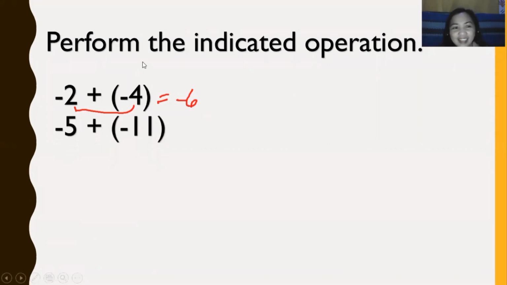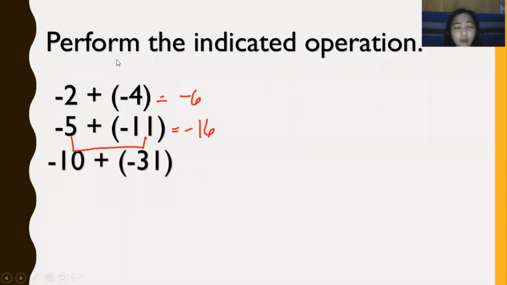And then we have here again like sign, negative 5 plus negative 11. So we have here 11 plus 5 is 16. And their common sign, parehas silang negative, therefore the answer is negative 16.